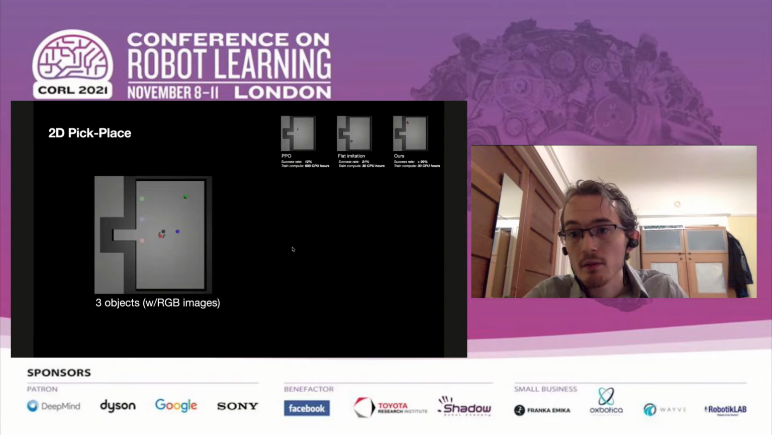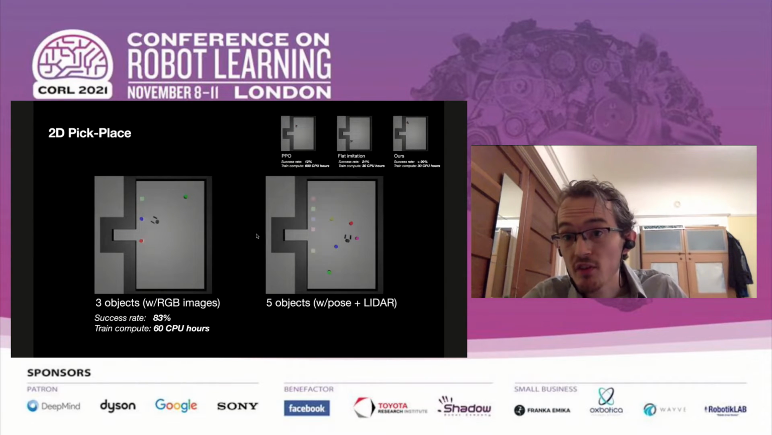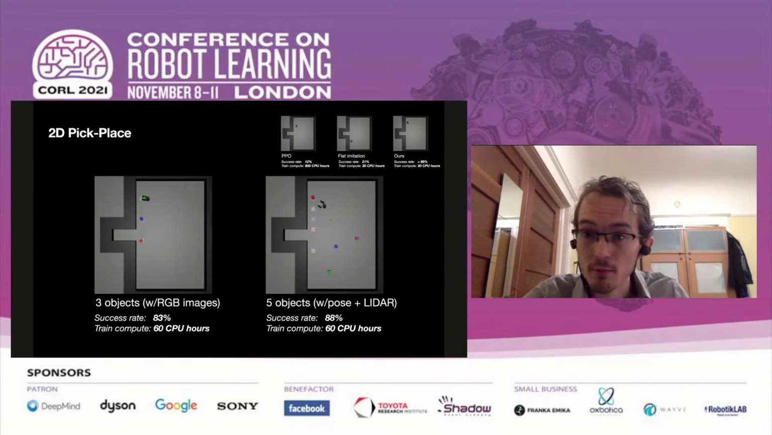And the goal is going to be to train from RGB images to place them onto randomly assigned targets. Here we can reach a success rate of 83% after training for 2 hours across 30 workers. If we give the policy access to object positions as well as a LiDAR style sensor, it can place 5 objects 88% of the time with the same amount of compute.